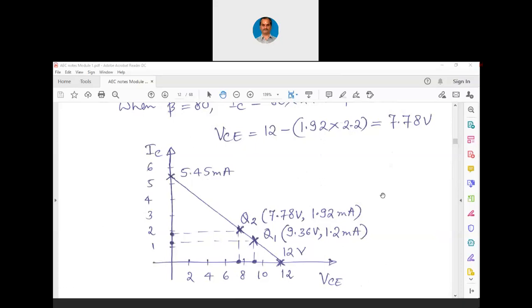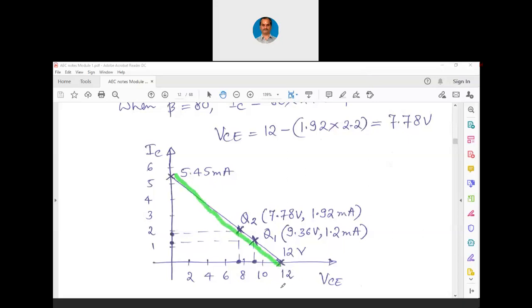See, whatever exercise we did here, when the transistor is off, VCE equals VCC, which is 12 volts. When the transistor is completely on, it is IC sat, which is 5.45 milliampere. Now join those 2 points. This is the load line now. When you join those 2 points, this is the load line.